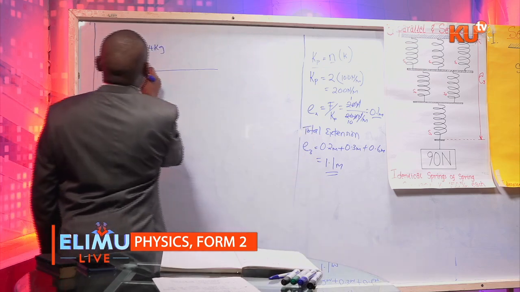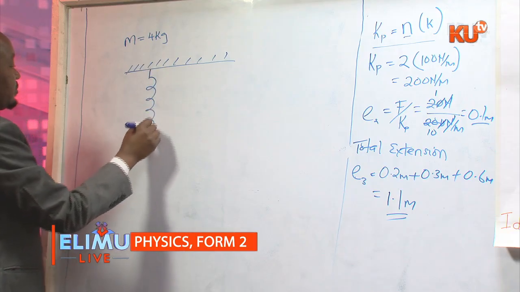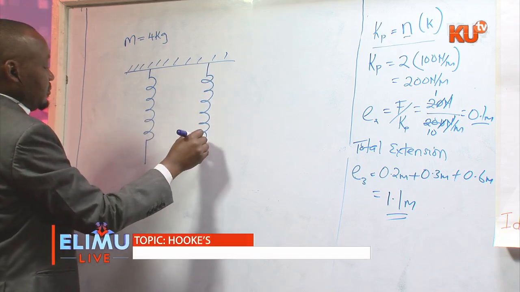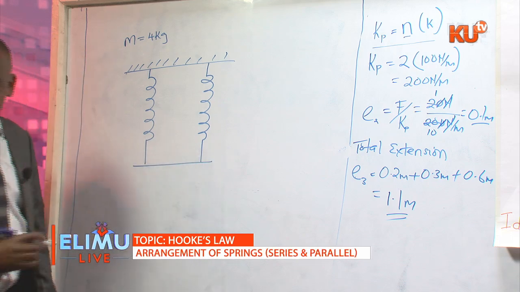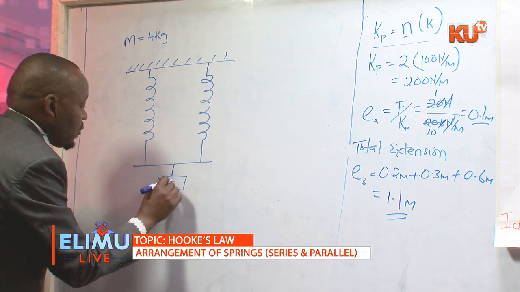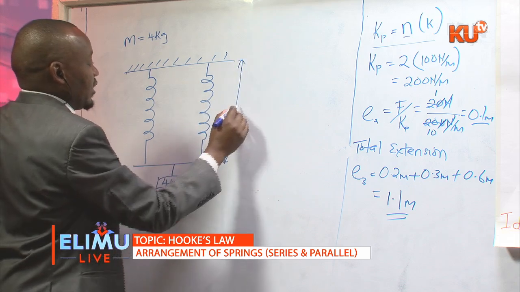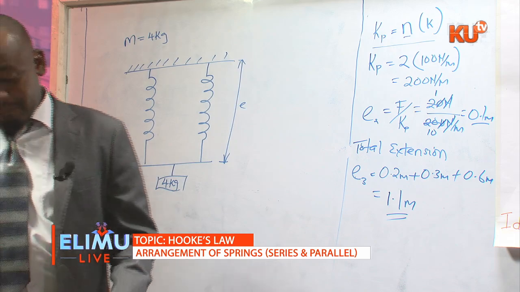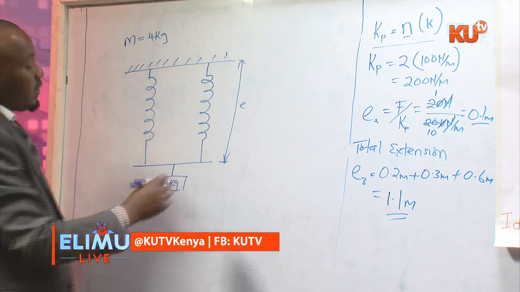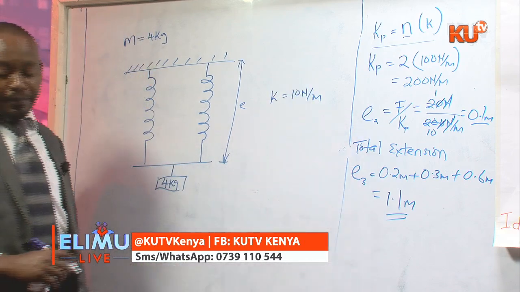So very fast, we have two springs that are carrying a mass of 4 kilograms. The learner is required to find the total extension, given that the spring constant of each of the springs is 10 newtons per meter.